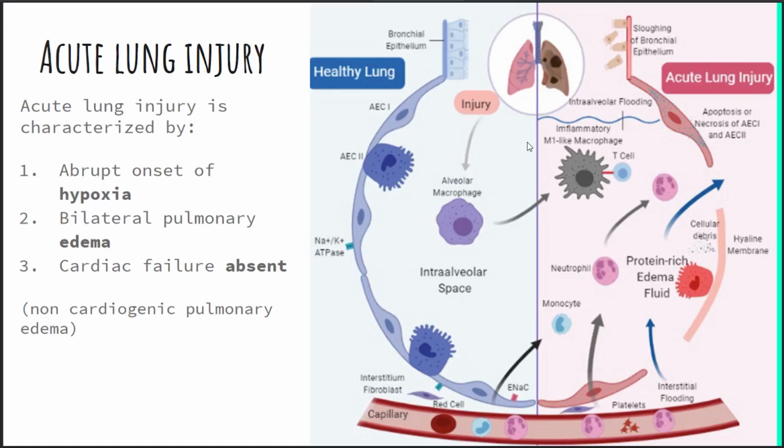ALI stands for acute lung injury and it is characterized by three main points. That is abrupt onset of hypoxia. Hypoxia comes in quickly. Then bilateral pulmonary edema. There is edema in both the left and the right lungs. Then there is no cardiac failure. Cardiac failure is absent. Hence we can say acute lung injury is also a non-cardiogenic pulmonary edema.